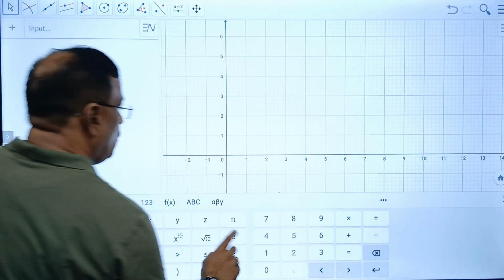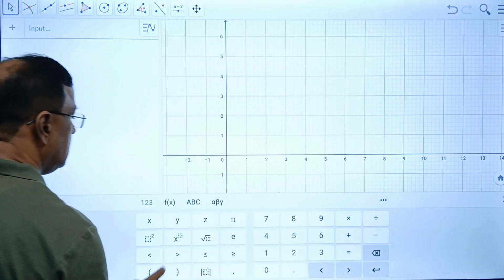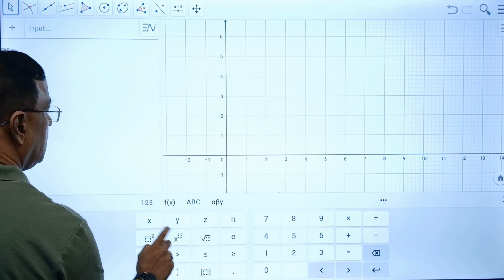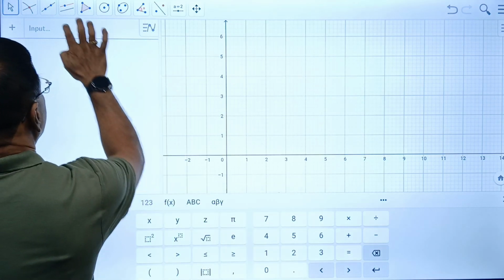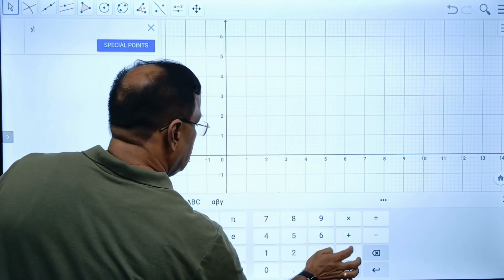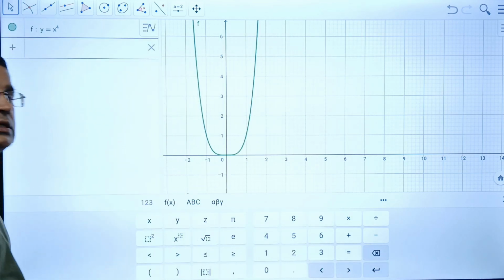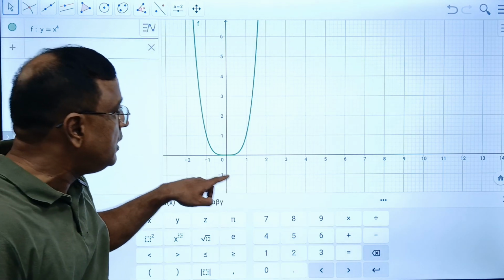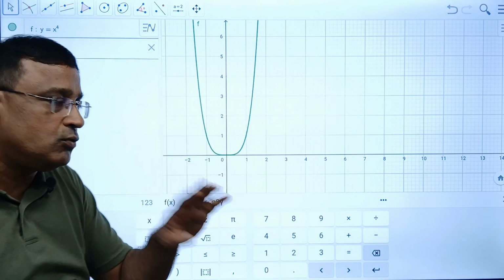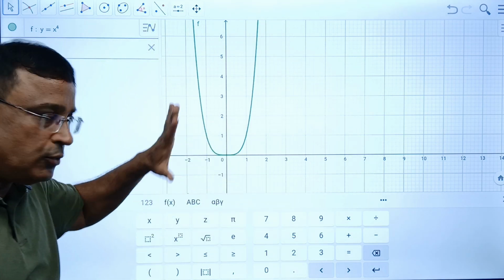I'll just plot y equal to x power 4. It's actually like a parabola, y equal to x square, but since it has 4 roots, it will stay at 0 for some time. Okay, that's all.